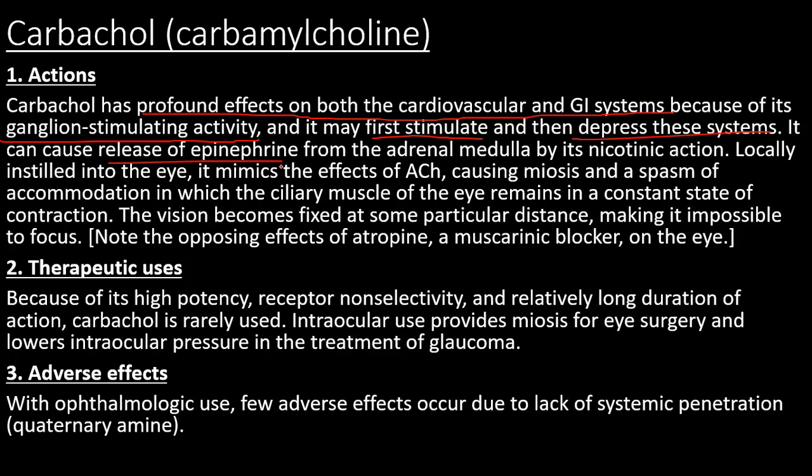Okay. Then when locally instilled into the eye, it mimics the action of acetylcholine, that is, it will induce miosis and spasm of accommodation, in which the ciliary muscle of the eye remains in a constant state of contraction, cycloplegia. Okay, that is known as cycloplegia. So there will be loss of accommodation. The person's vision will become fixed at some particular distance, so there will be blurred vision. Okay. Atropine, on the other hand, usually causes mydriasis. Now, therapeutic uses.